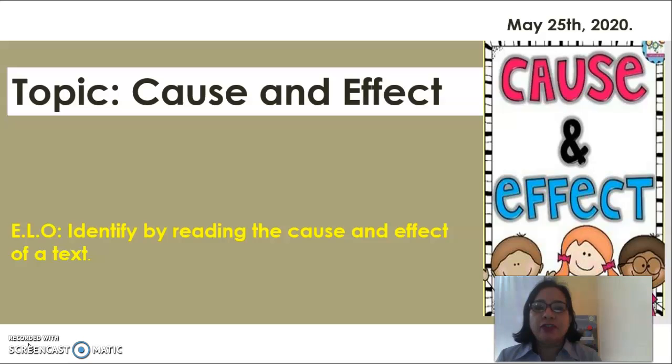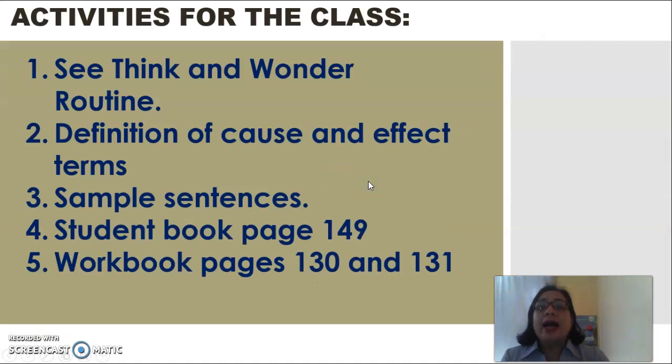Okay, cause and effect. The expected learning outcome is to identify, by reading, the cause and effect of a text. So let's begin. Activities for the class. Number 1. See, think and wonder routine. Number 2. Definition of cause and effect terms. 3. Sample sentences. 4. Student book, page 149. Finally, number 5. Workbook, pages 130 and 131.